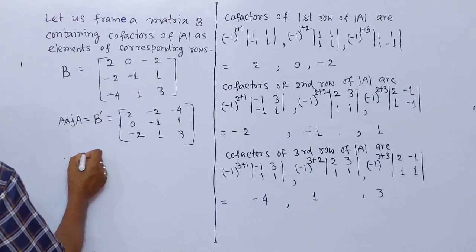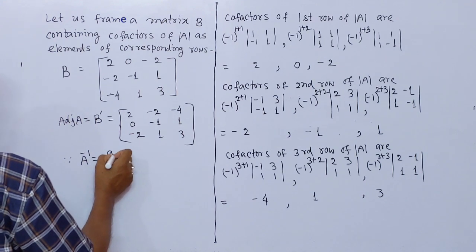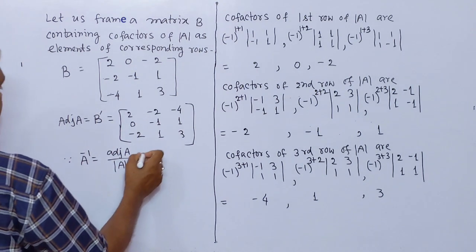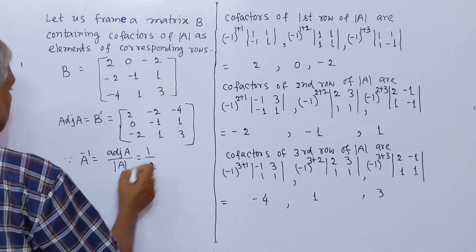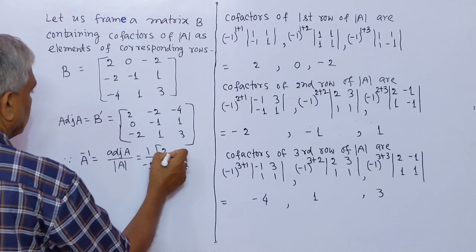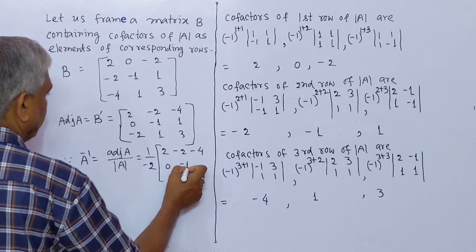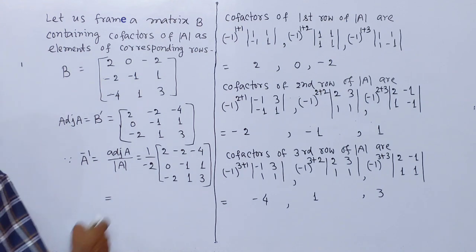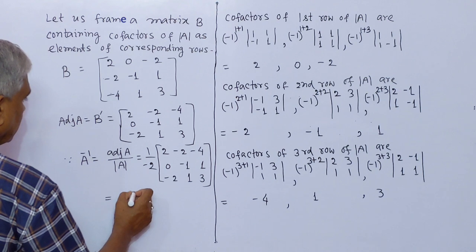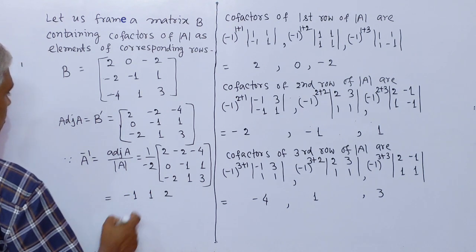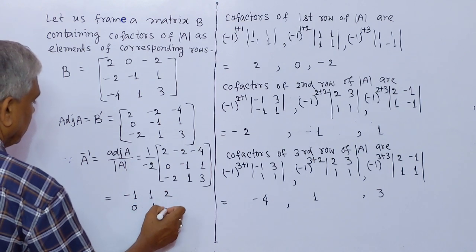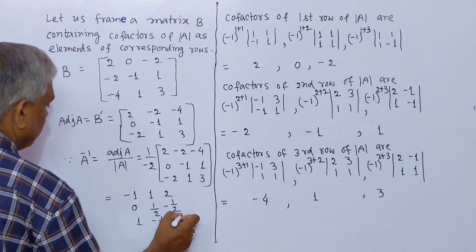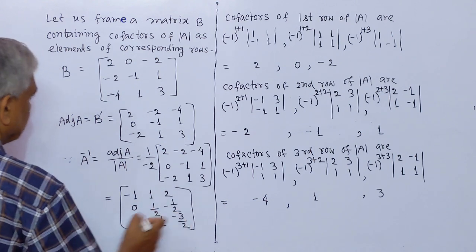Since A inverse equals adjoint A by determinant A. Since determinant A is minus 2 and adjoint A is 2, minus 2, minus 4, 0, minus 1, 1, minus 2, 1, 3. This is equal to here minus 1, 1, 2. Here 0, half, minus 1 by 2, here 1, here minus half, here minus 3 by 2. This is A inverse.